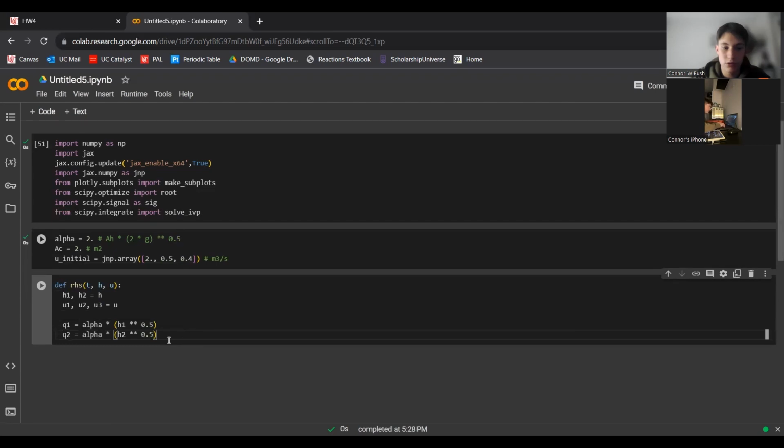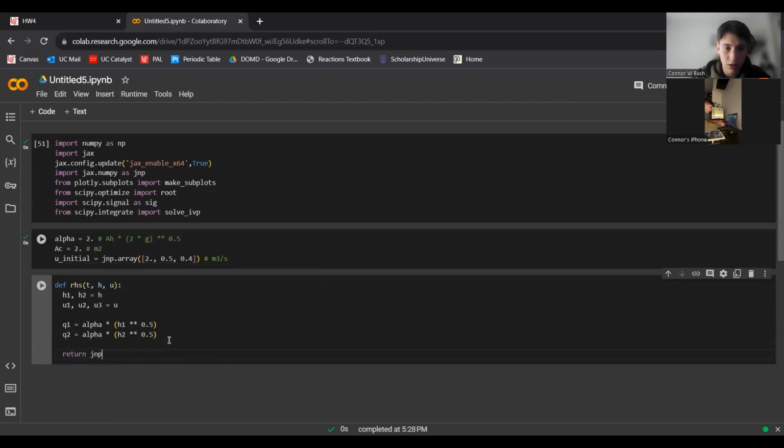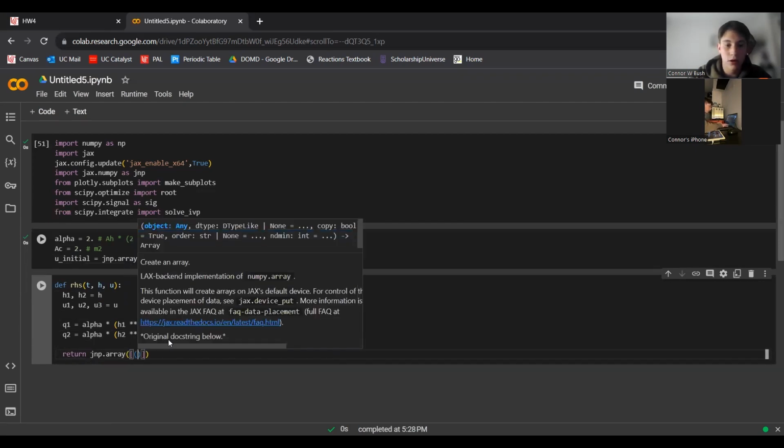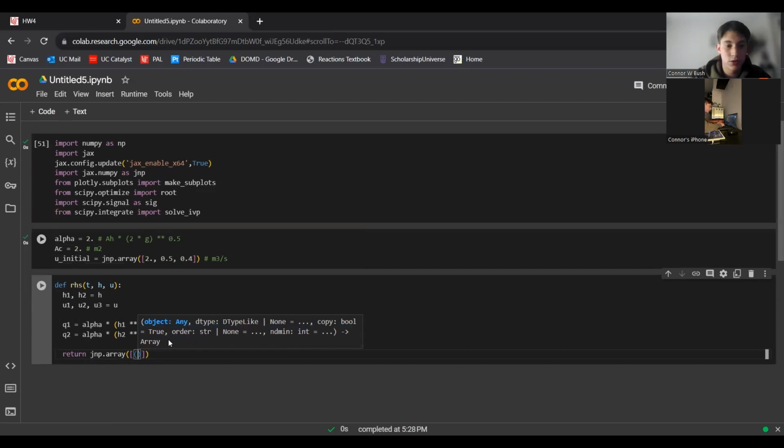So we have those 2 values, and then we are going to return another array. The first one being for dH1/dt. So that is the flow rates going in subtracted by flow rates going out divided by the cross-sectional area of the tank. So the flow rates going into tank 1 were U1 and U2. So adding those and then subtracting Q1, because it was the flow rate leaving, divided by AC, the cross-sectional area of the tank.